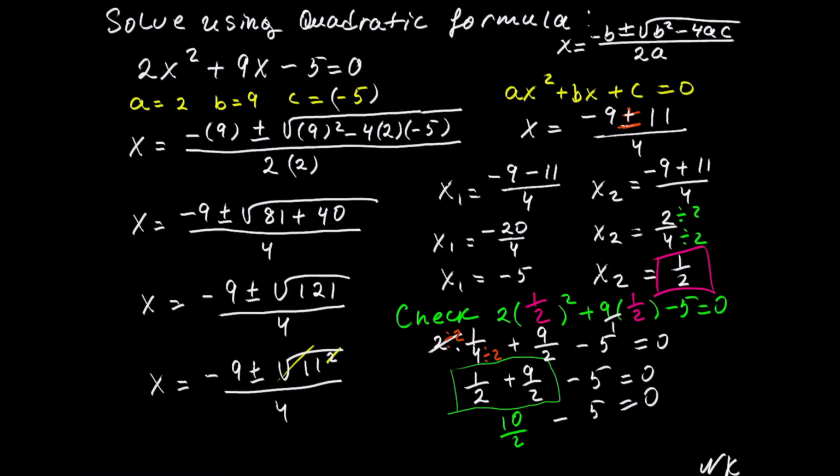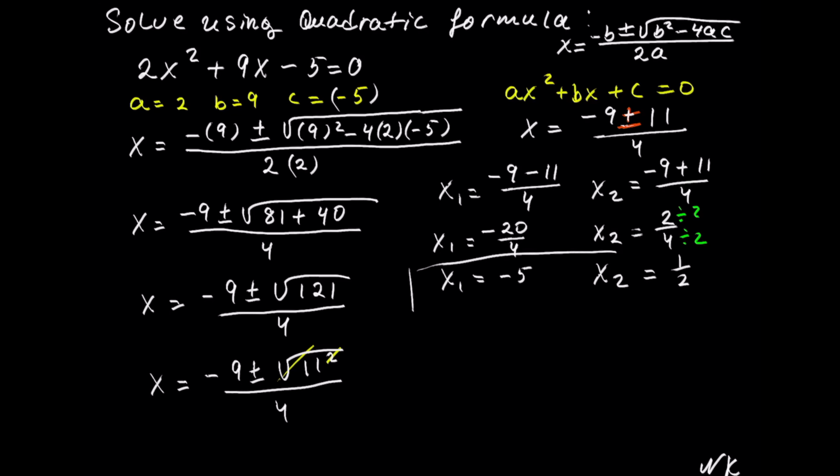10 divided by 2 is 5. Minus 5, that has to be equal to 0. 5 minus 5 is 0. 0 is equal to 0. So x2, which is 1/2, is also a valid solution.